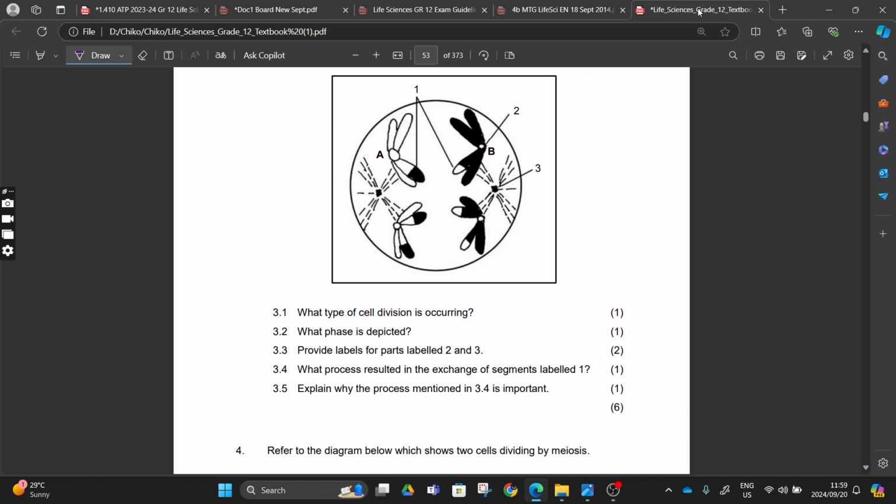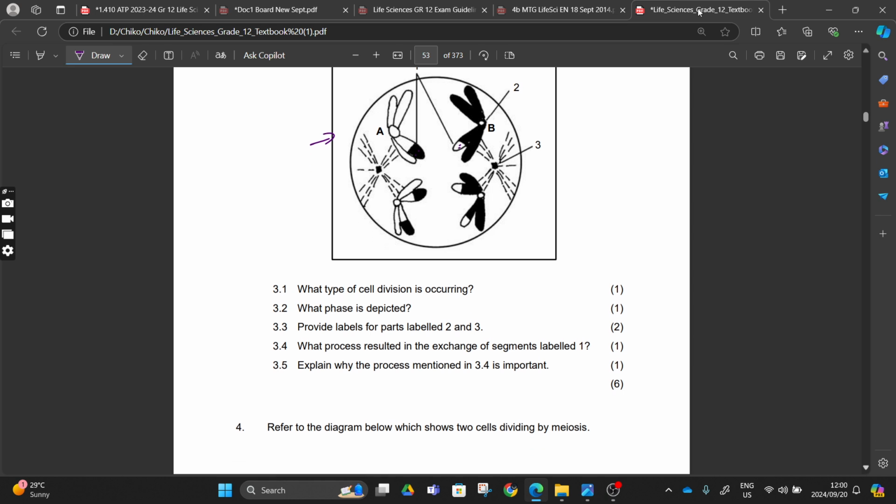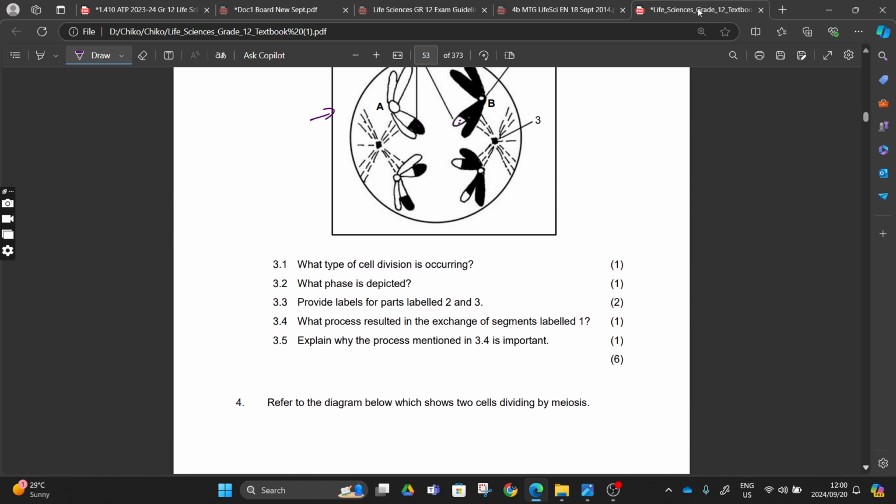You can see in this diagram that we are pulling our chromosomes in the opposite direction, and the crossing over has already occurred. What type of cell division is occurring? The cell division that is occurring is meiosis, guys. And then we move on. What phase is depicted? It will be anaphase 1, if I'm not mistaken, right?